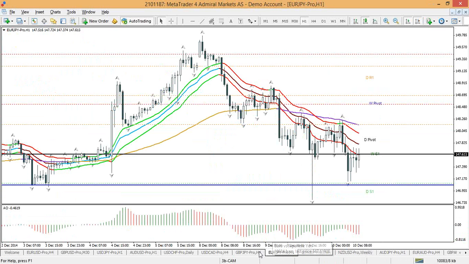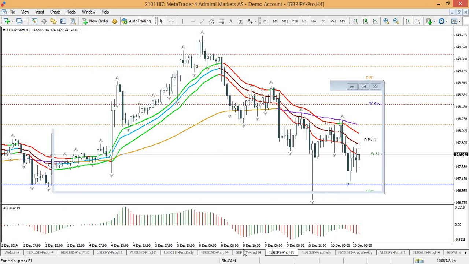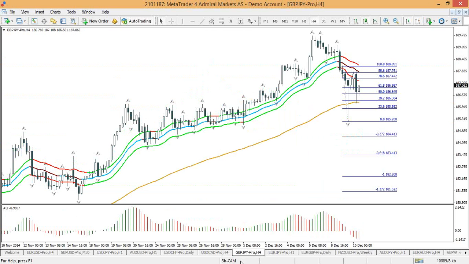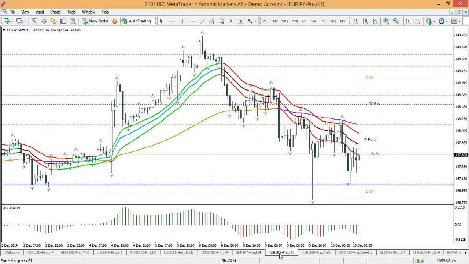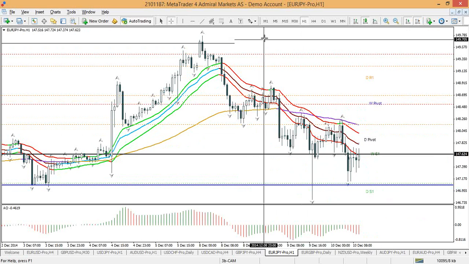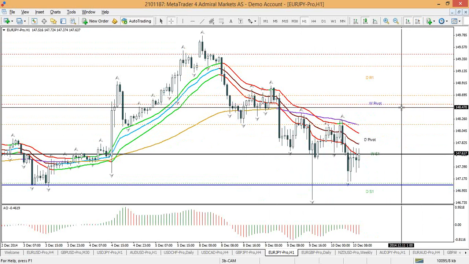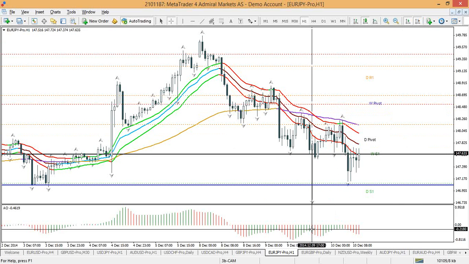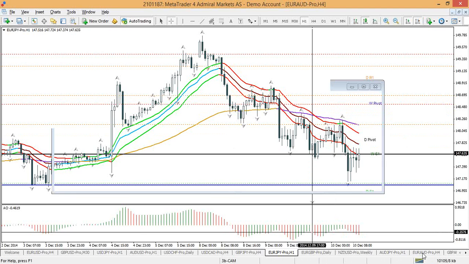Alrighty, other than that, the euro yen and pound yen, not really in a mood to trade them, I would say. I mean, there could be pretty big zigzags here. Dollar yen could be in a zigzag. So I'm not really jumping for joy to trade these two.